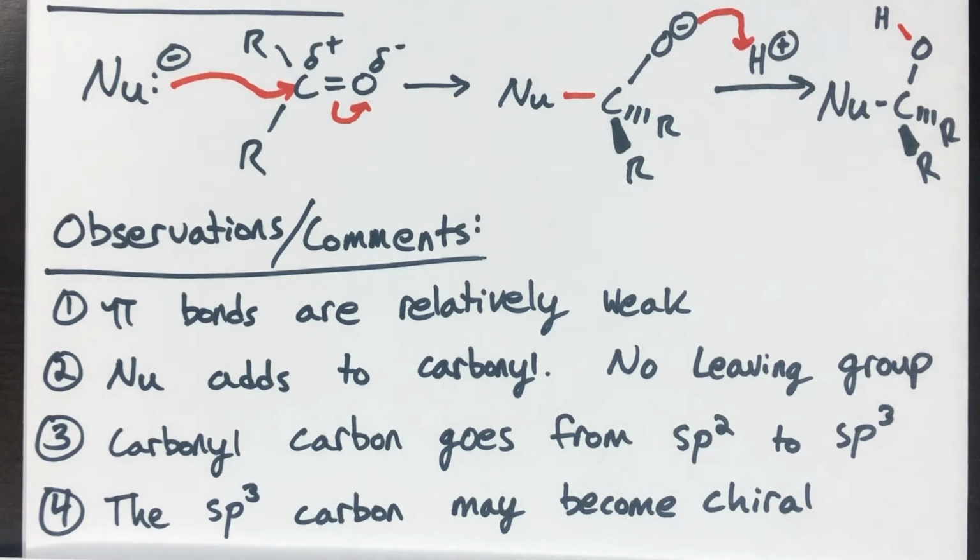It depends on the identity of R groups, like we've already mentioned, but if they are different, then you are absolutely going to get a racemic mixture, because you cannot go from an achiral starting material to a chiral product.